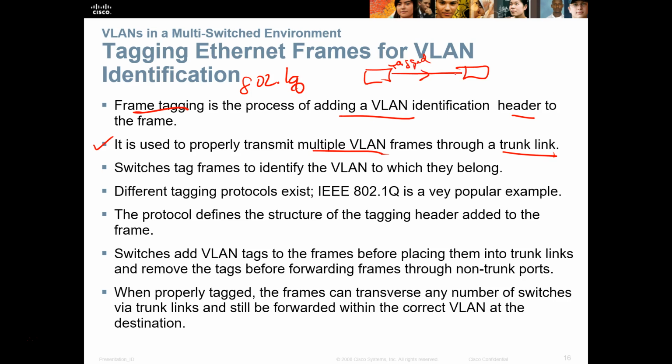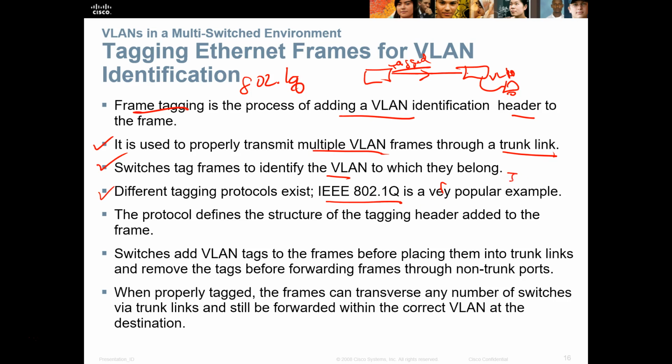The tagged frame traverses the trunk link, and that tag is checked on the receiving end, and the frame is forwarded out any ports that are in the same VLAN as the tag. Switches tag frames to identify the VLAN to which it belongs. Different tagging protocols exist. .1Q is a very popular example.